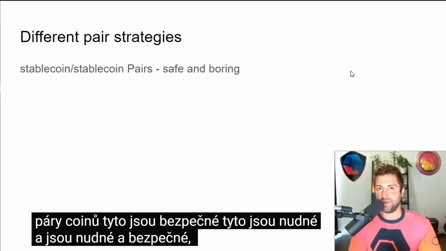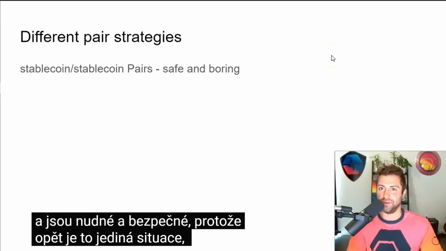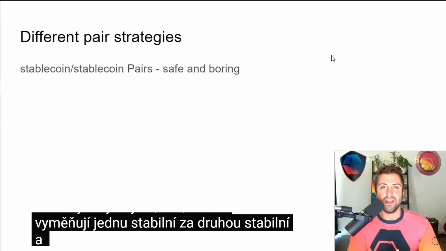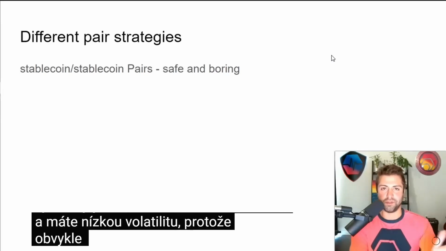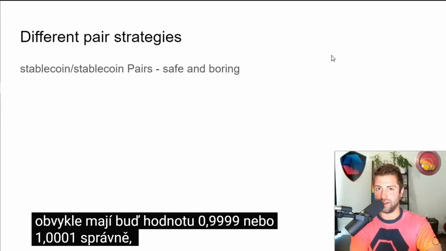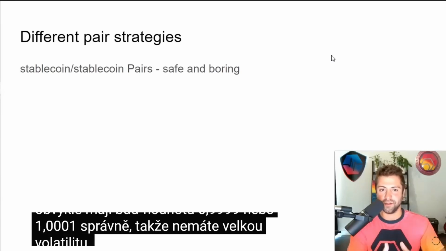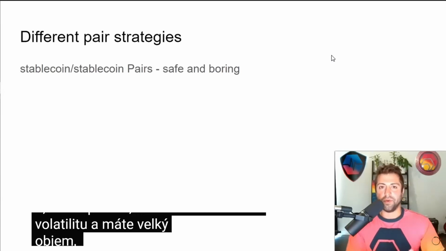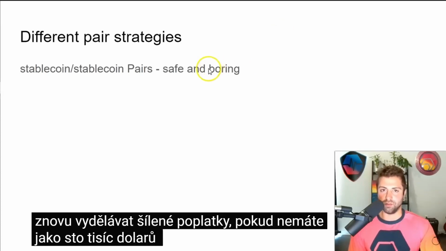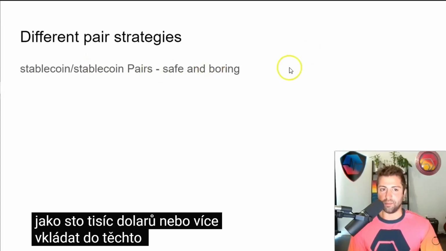And they're boring and safe because, again, it's the only situation where you do have high volume, you know, people swapping one stable for another stable, and you have low volatility because typically they're either worth $0.99999 or $1.00001, right? So you're not having a lot of volatility and you're having a lot of volume, but you're probably not going to make crazy fees, again, unless you have like $100,000 or more to be putting into these stablecoin pairs, okay?